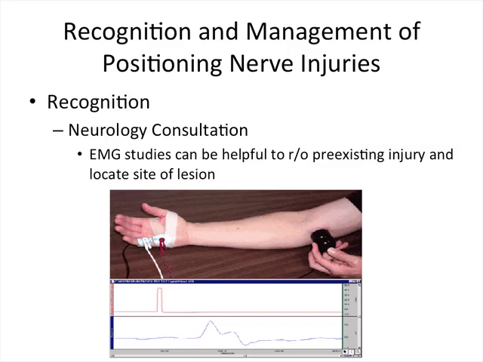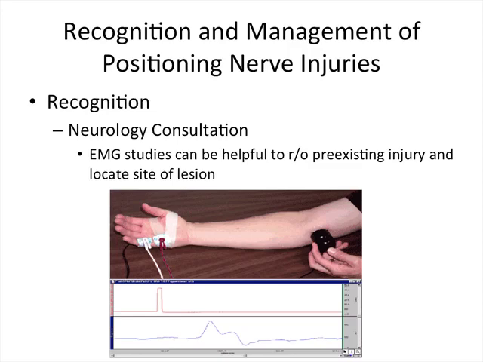Early recognition of these injuries is really important because in a lot of ways they're avoidable and patients don't expect them. So early involvement of neurology consultation is suggested by all boards and risk management members. Typically an EMG is done, and it can be helpful to both locate the injury and rule out pre-existing injuries. There shouldn't be muscle transmission changes that early on.